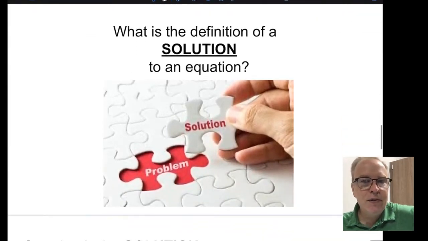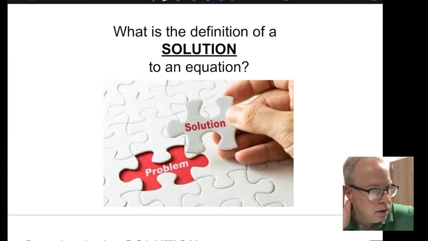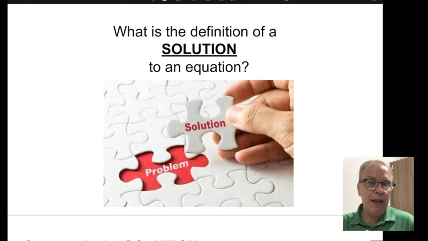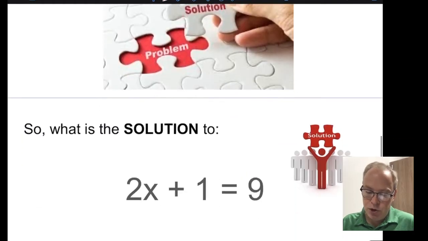So what is the definition of the word solution? Why don't you say it out loud? Now listen. Okay, I didn't quite catch that, but a solution is a number that works in the equation, right? It answers the original problem. But I like to think of it as a number that works. If you were to plug it in and check your answer, it ought to work. Okay, so make sure you check your answer.